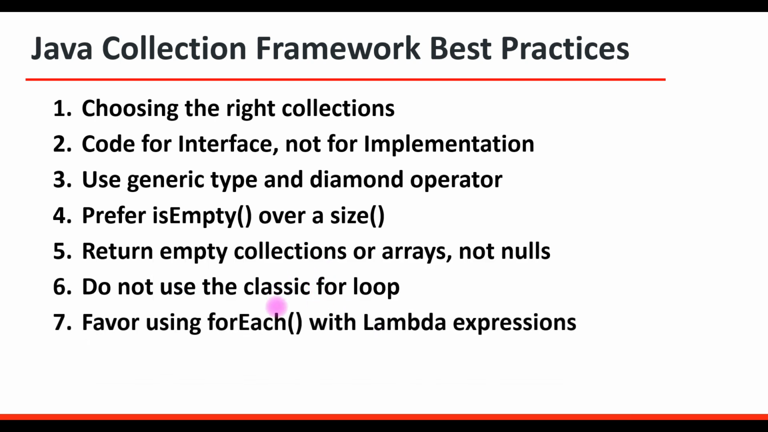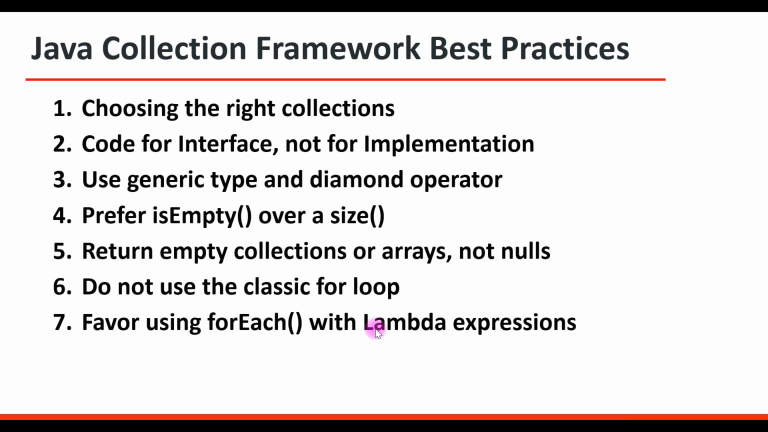The next best practice is favor using the forEach method with Lambda expressions. Since Java 8, every collection provides the forEach method, and the forEach method takes a functional interface as a method argument. So we can use a Lambda expression to implement a functional interface. This way is very flexible, guys. Whenever you have a requirement to iterate over a collection, try to use the forEach method with a Lambda expression.